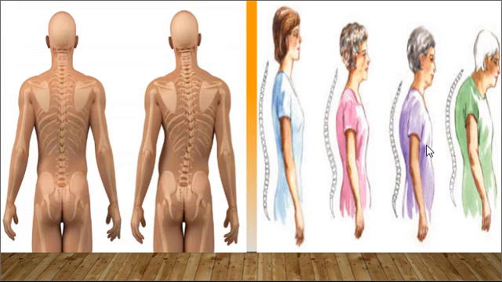This is a picture of what some refer to as senile kyphosis, that hump, as you get more compression in here, losing disc space, losing muscle strength, and humping over, or senile kyphosis.